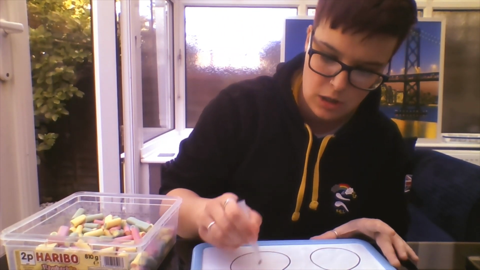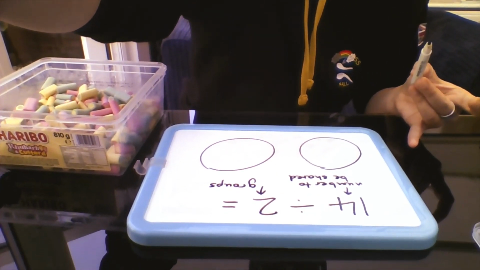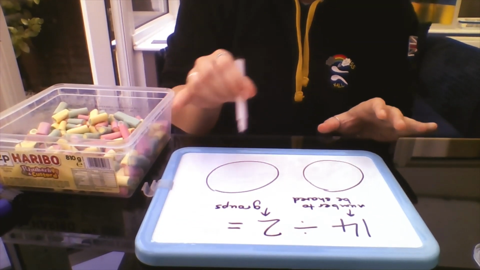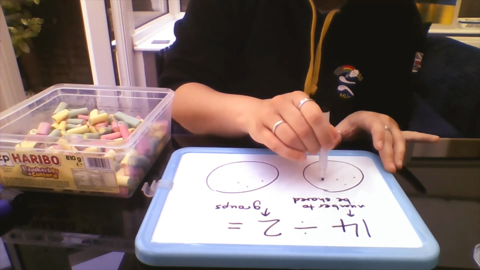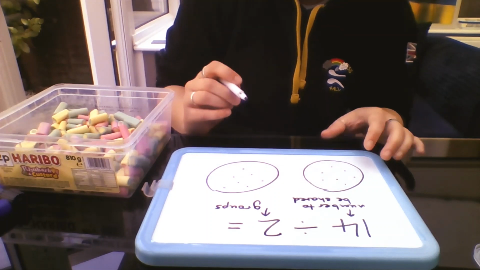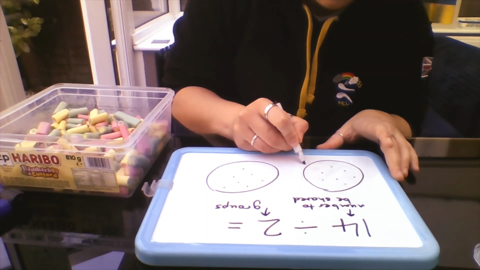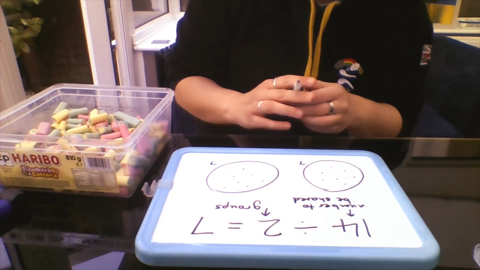So again, I need to draw those groups. It's 14 divided by 2, so that's 2 groups. 1, 2. I'm going to count out my resources, or if I don't have resources, you can use dots. So I'm going to show you the dot method now. Let's angle it down a little bit again so that you can see. I'm going to count out 14 dots equally between each one. 1, 2, 3, 4, 5, 6, 7, 8, 9, 10, 11, 12, 13, 14. And I've got 7 in that one, and 7 in that one. So 14 divided by 2 is 7.